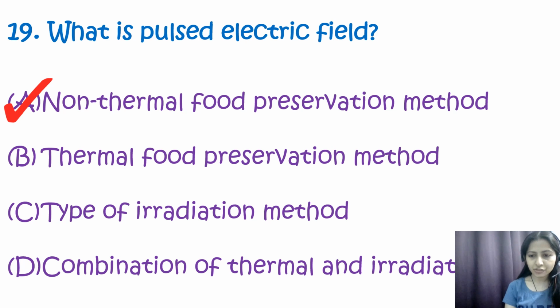So pulsed electric field, that is PEF, is a non-thermal food preservation method, since it uses high voltage, low energy pulses to disrupt the cellular structure of the microorganisms in the food. So option number A is correct.